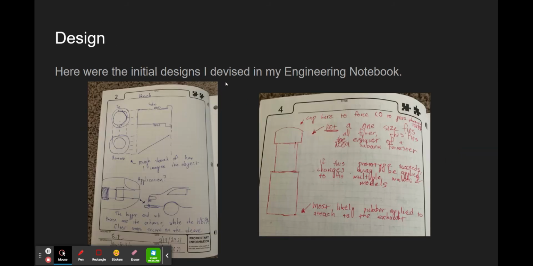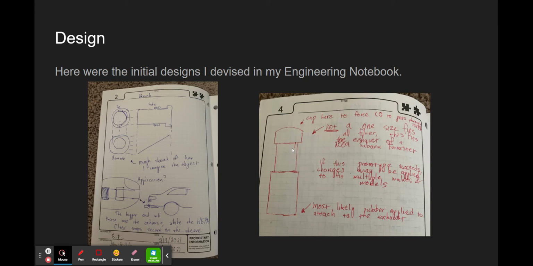Here were the initial designs I devised in my engineering notebook. The first one included a sort of sleeve almost made out of a PVC pipe with hooks attached to attach the air filter material, and this end would serve as sort of a socket that would connect to the car exhaust. The second design included a cap, however, to sort of force CO to pass through this area, where it would have cuts on this PVC sleeve and a material on the outside.